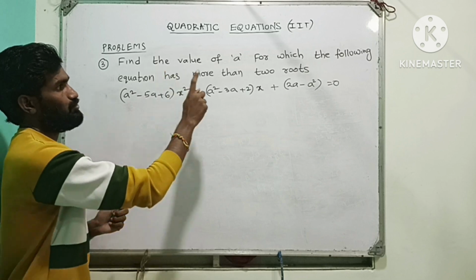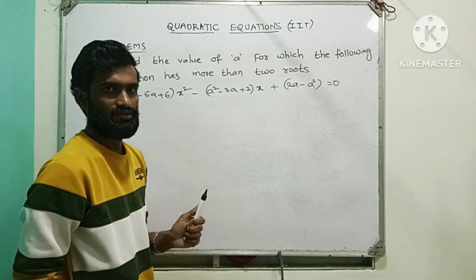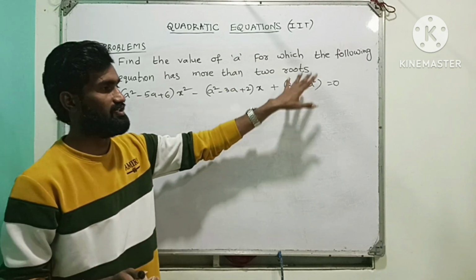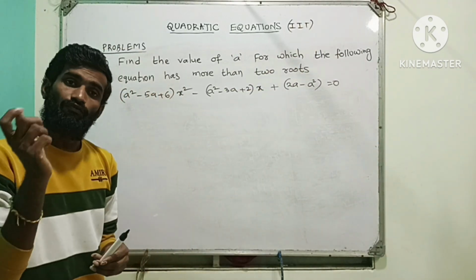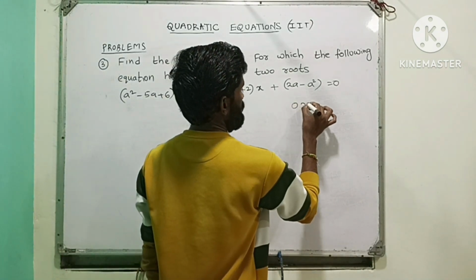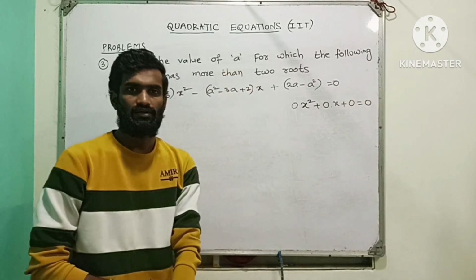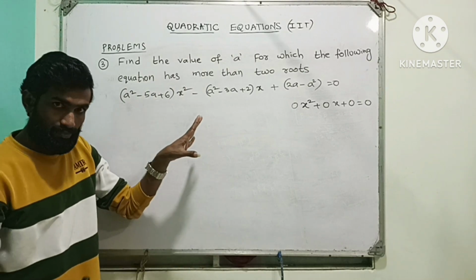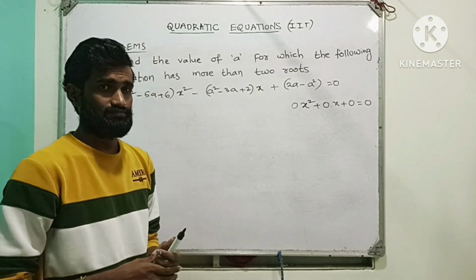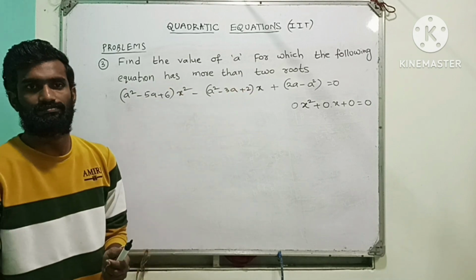So if more than 2 roots exist, then first of all we know that this is not an equation, this is an identity. Already we discussed that. This is not an equation, this is an identity. Why are we saying it is an identity? We got at the end that 0 into x square plus 0 into x plus 0 which is equals to 0. We got like this. Simply he is saying that it is an identity, then find the value of A. He is saying for what value of A this will become an identity. He is asking the question simply.